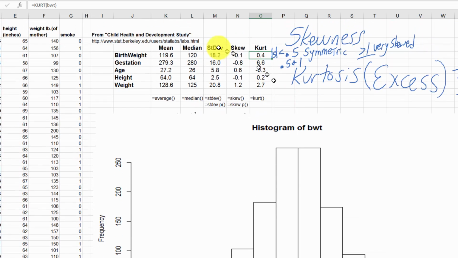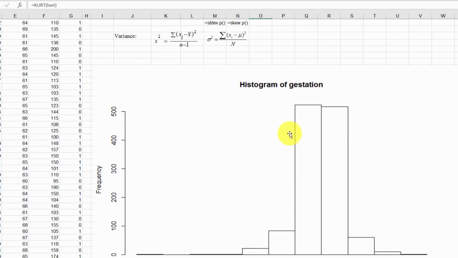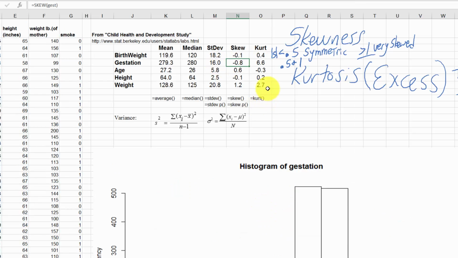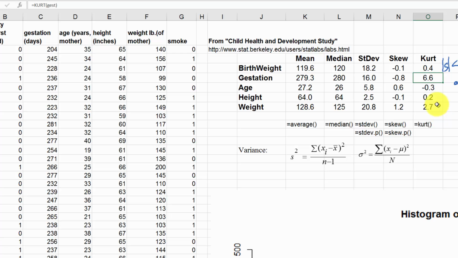All right, let's go on to the next variable, gestation. If we look at this histogram, we see some observations way down here. These are premature babies born very early, and that drags the tail of the distribution to the left. We would expect it to be perhaps negatively skewed. And look how pointy this is. It's not a nice rounded bell. It has these huge peaks in the middle. I would expect a lot of pointiness, kurtosis, and maybe a negative skew here. Let's look at the calculations. Skewness is minus 0.8, and so that's moderately left skewed. Kurtosis is crazy here at 6.6, telling us that this is very, very pointy.